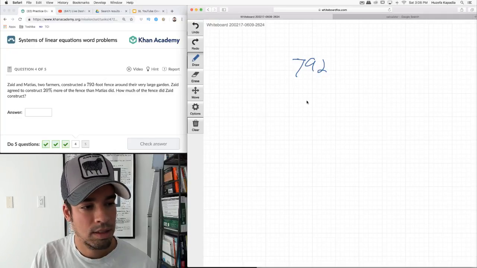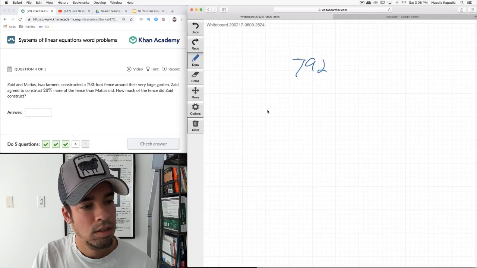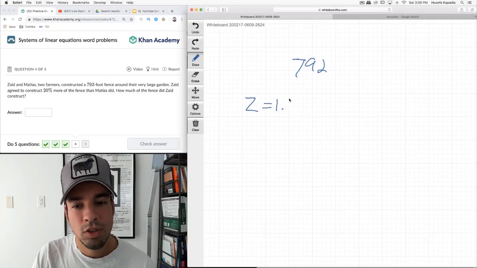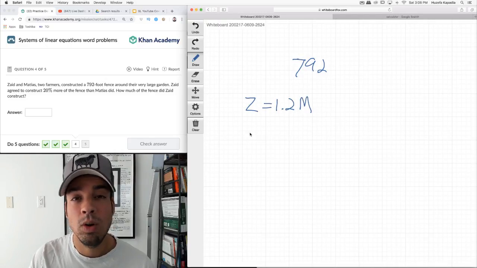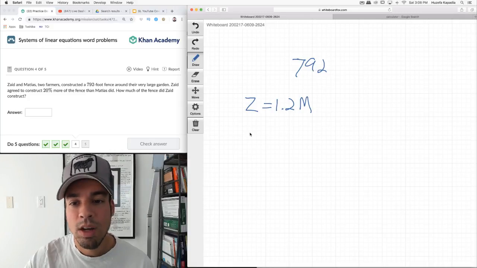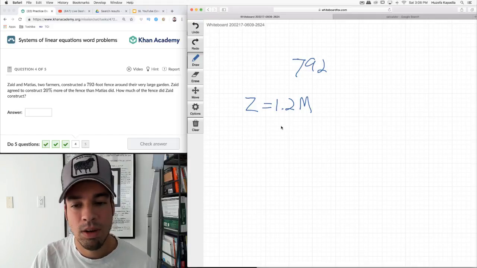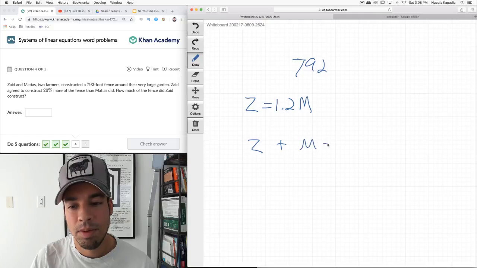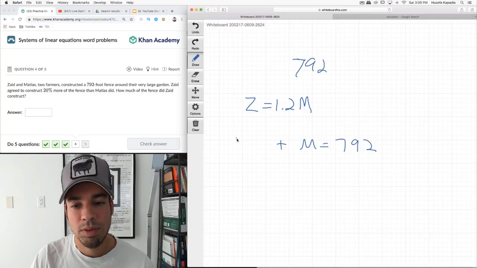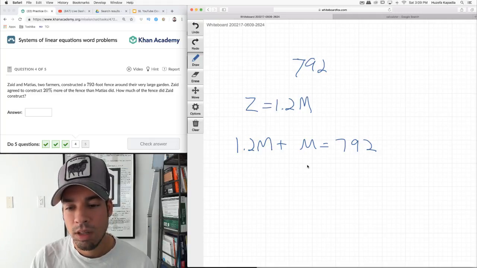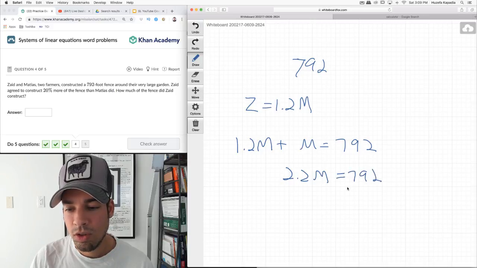So here's how I'm going to do it. Zaid did 20% more. That's not 0.2 times Matthias, that's 1.2 times Matthias, meaning whatever Matthias did plus 20%. And then it's simple. The second equation is Z plus M equals 792. Goodbye Z, and we'll plug in 1.2M here. We're going to have to eventually plug this back in to get Zaid, but that's okay. This becomes 2.2M, adding these, equals 792.